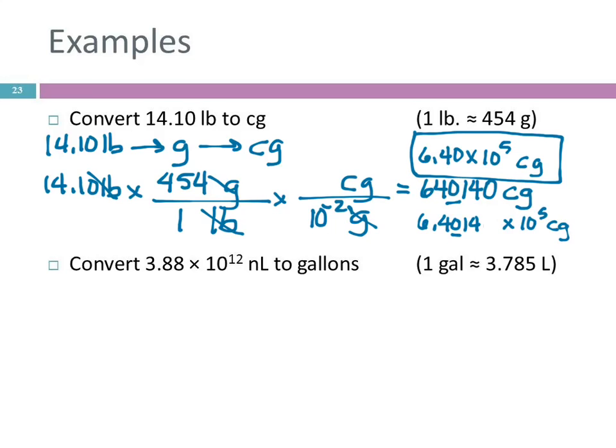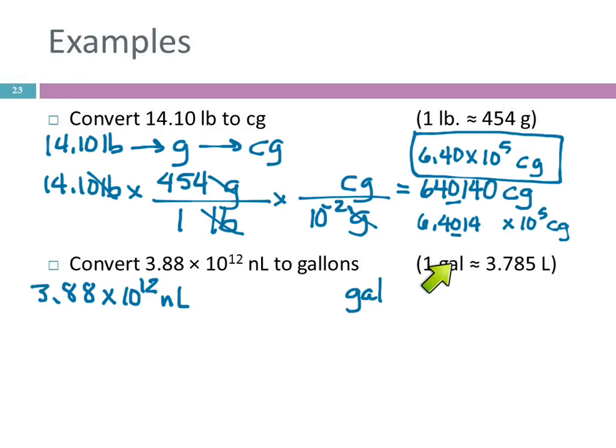Let's do this other guy here. So we're trying to get to gallons. And we're starting with 3.88 times 10 to the 12th nanoliters. And this is what we have. Sometimes you start with your beginning unit and you work forward on the map, and sometimes you work backwards on the map, and sometimes you kind of have to do both. You do a little from the back and a little from the front until you figure out where you can meet up in the middle.